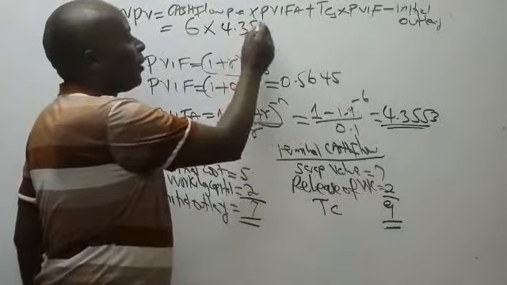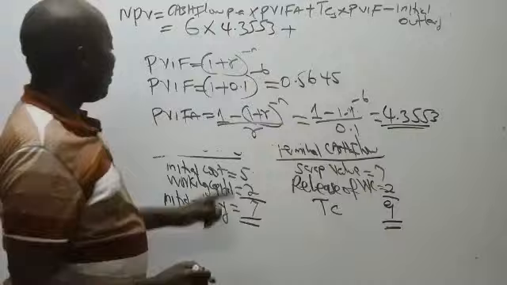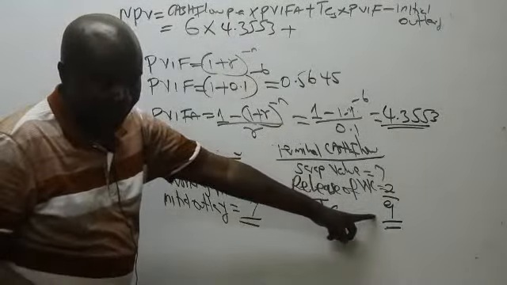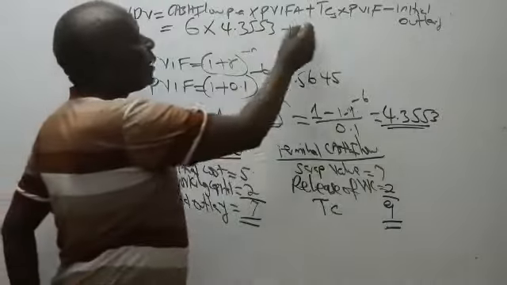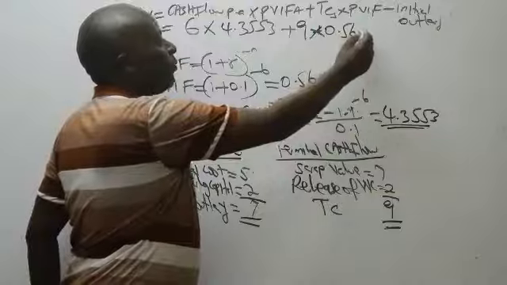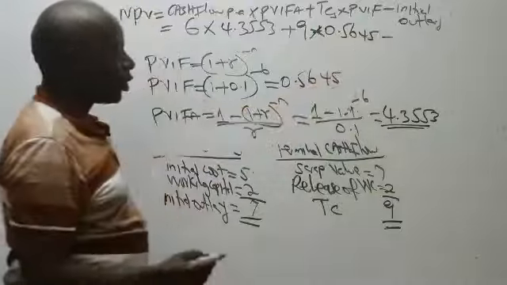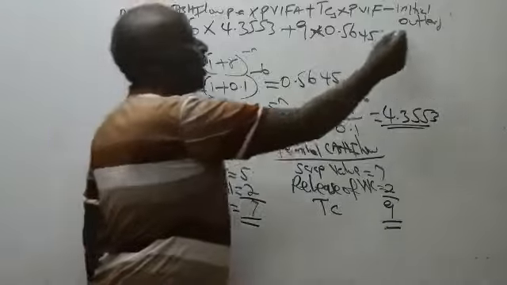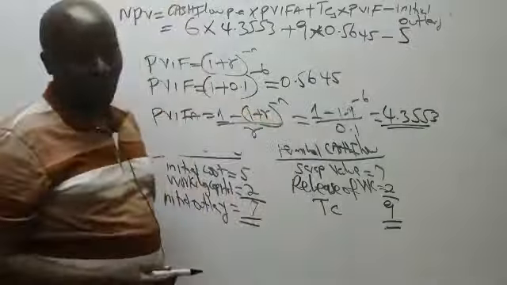PVFA is 4.3553. Plus the terminal cash flow. Terminal cash flow, I have a figure of 9 coming to me. So it is 9 times PVIF. PVIF, you gave me a figure of 0.5645, minus the initial outlay. Initial outlay is how much, somebody? Initial outlay is 5.